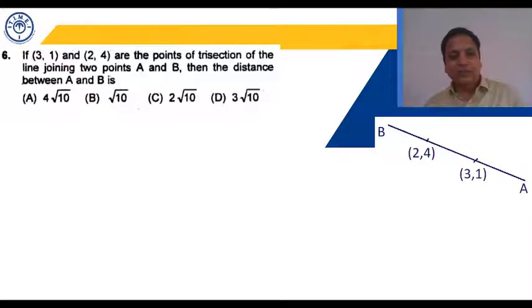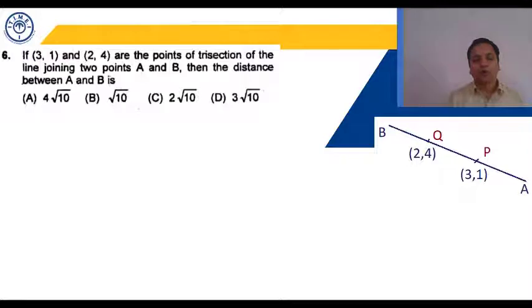All options are irrational. That means the root remains. Now, how do you proceed? First, we mark the points P and Q. Coordinate of P is (3, 1), 3 is the x coordinate, 1 is the y coordinate. And coordinate of Q is (2, 4).